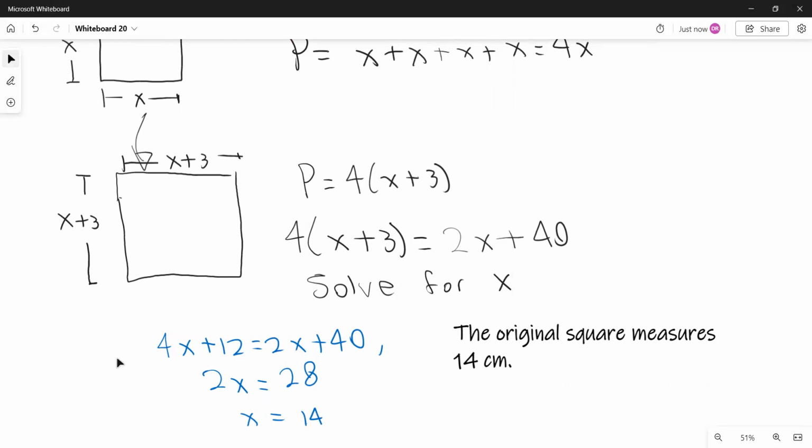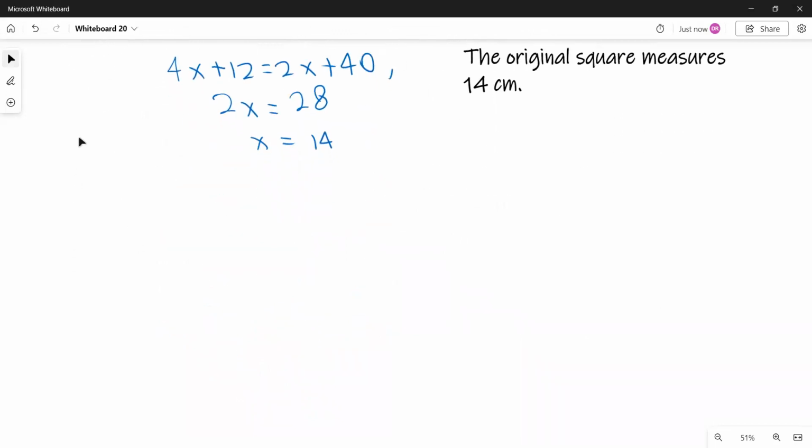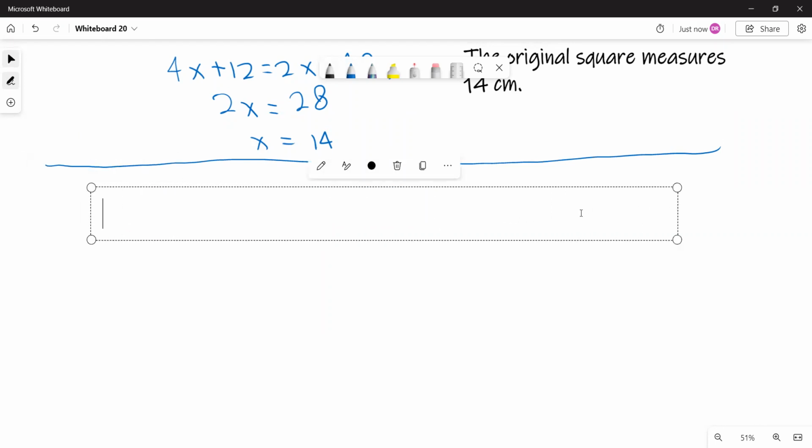So this was a geometry problem, and it involved the perimeter of a square. The next one is going to be a three-dimensional object. We are going to use the surface area of a rectangular box. Okay, so this involves the volume and surface area of a rectangular box.